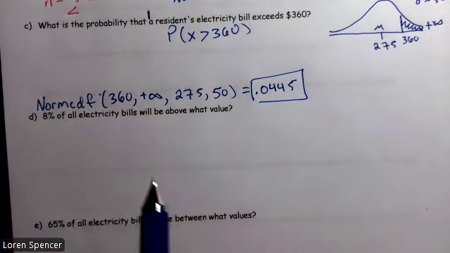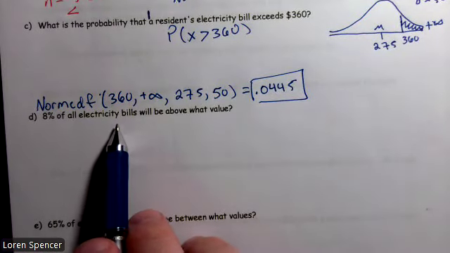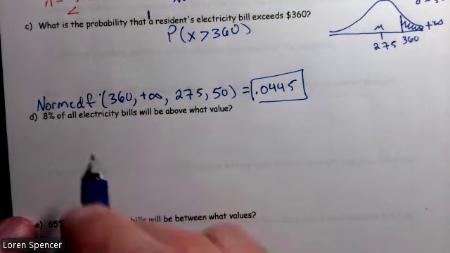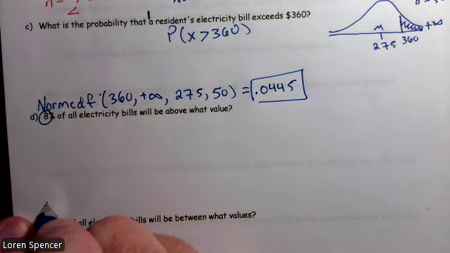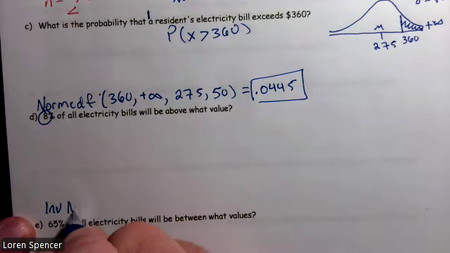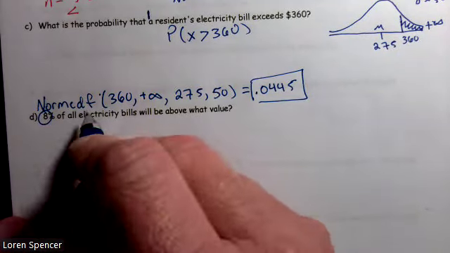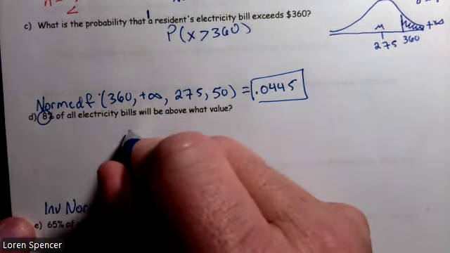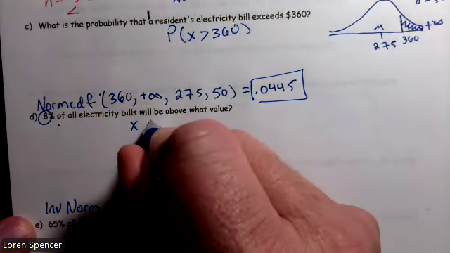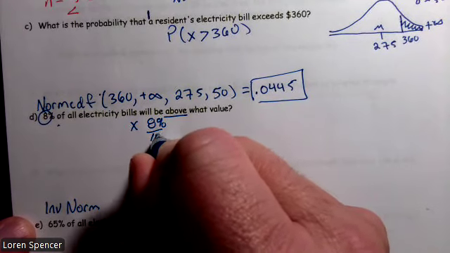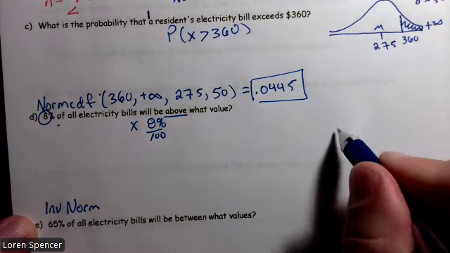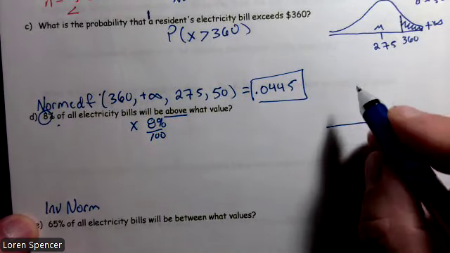Next one. 8% of all electricity values will be above what value? The fact that I have a percentage tells me I'm working with an inverse norm. Anytime they have a percent, I draw an X, and this 8 is supposed to be above it. Please remember, we're going to divide that 8 by 100. So my picture looks like this.